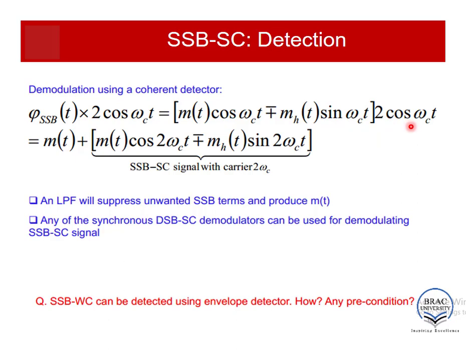We now know the formula of sin 2a. Sin 2a is actually 2 sin a cos a. That means 2 sin omega ct cos omega ct is actually sin 2 omega ct, so we get mh(t) sin 2 omega ct. So we have three components here: m(t), m(t) cos 2 omega ct and mh(t) sin 2 omega ct. You can readily understand that these last two are high frequency components, so we can get rid of them using a low pass filter, and our final output after the low pass filter will be m(t). That is how we can achieve SSBSC demodulation.